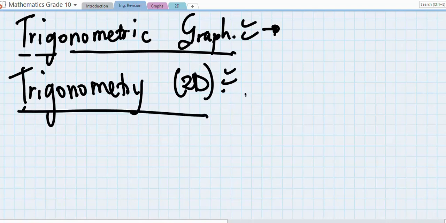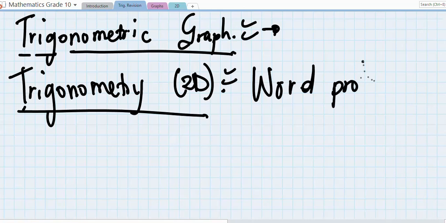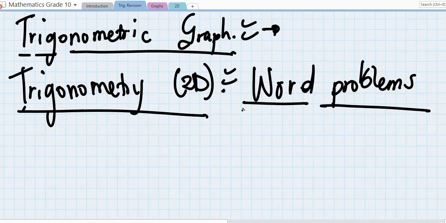With regards to trig of 2Ds, here we have word problems. Now I know many people who do maths hate word problems. They hate anything that has a paragraph in maths. But then guys, you have to deal with it. Here it is, word problems.